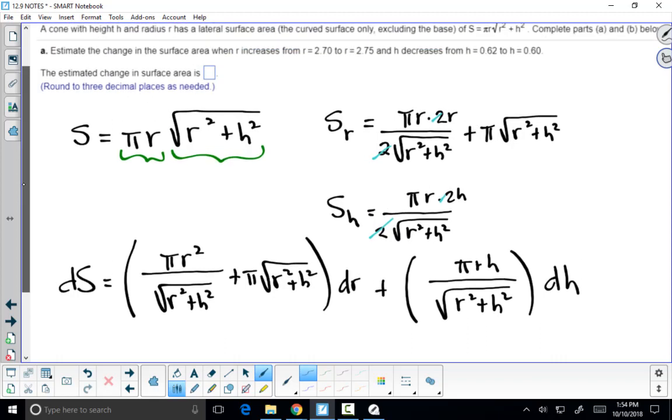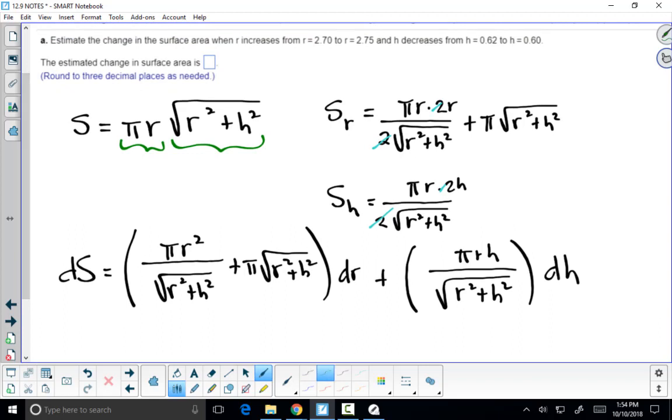Now we have all our stuff. Now we have to plug. Let's get our values from up here. So this tells us that r is 2.70, and dr is equal to 0.05. The h is equal to 0.62, and dh is equal to negative 0.02. So those are our 4 values that just get plugged in now. So we come through here, plug in the r's, plug in the h's, plug in the dr, plug in the dh, and that'll give you your number.